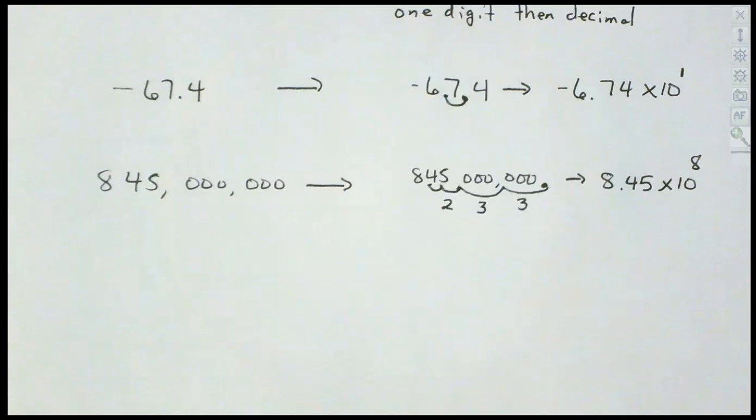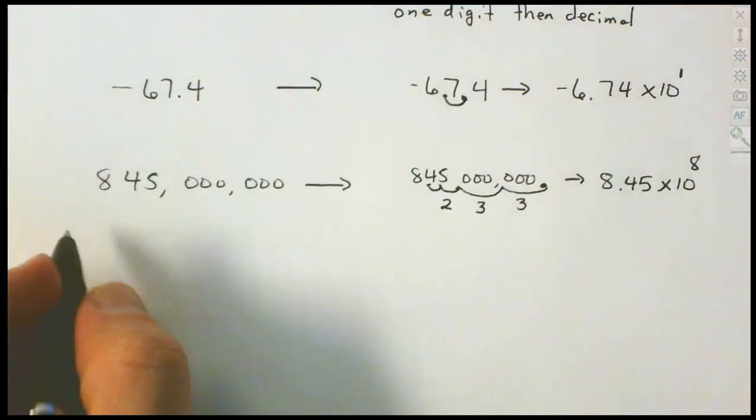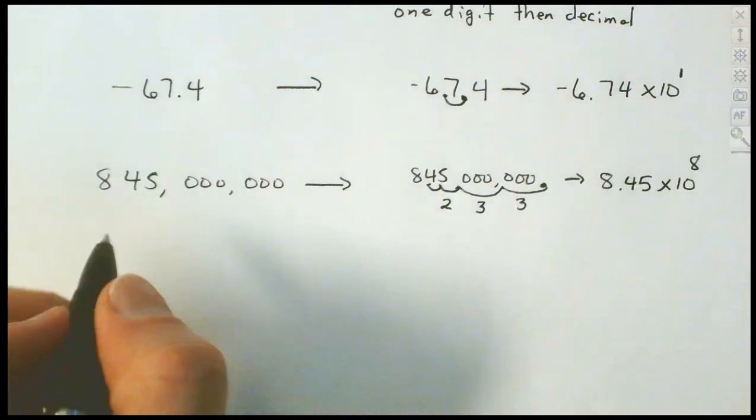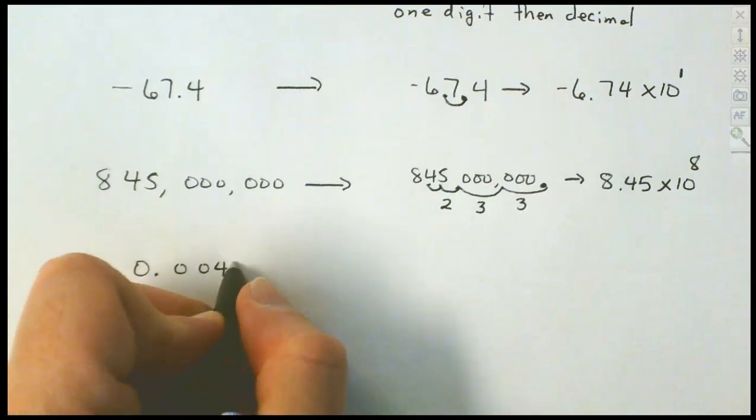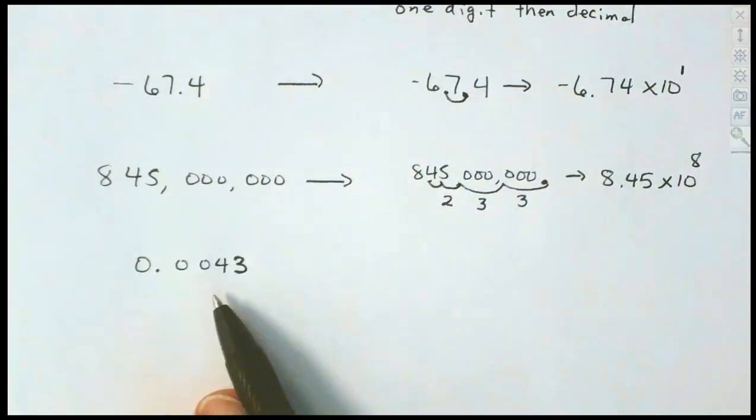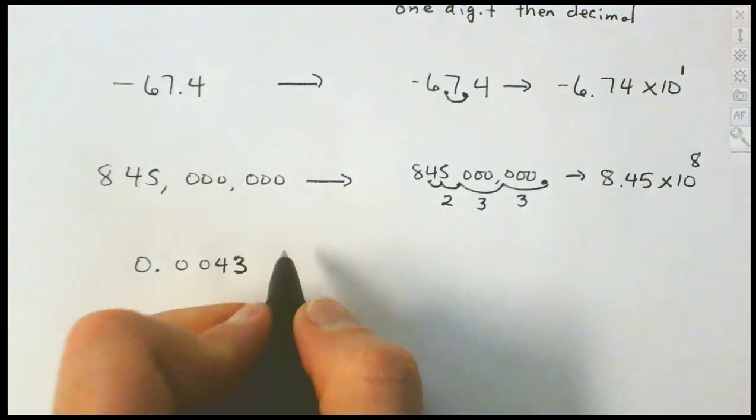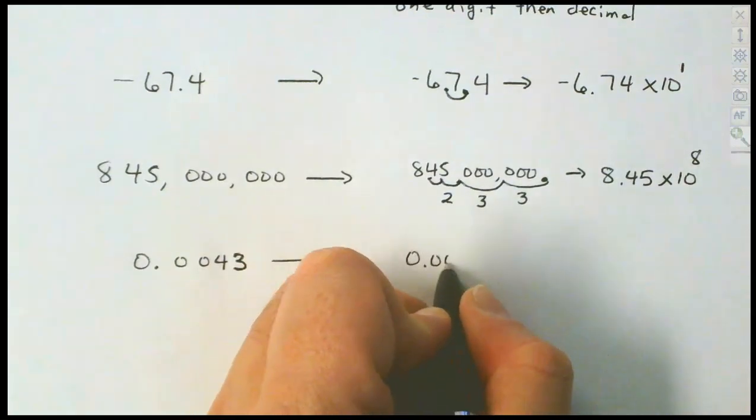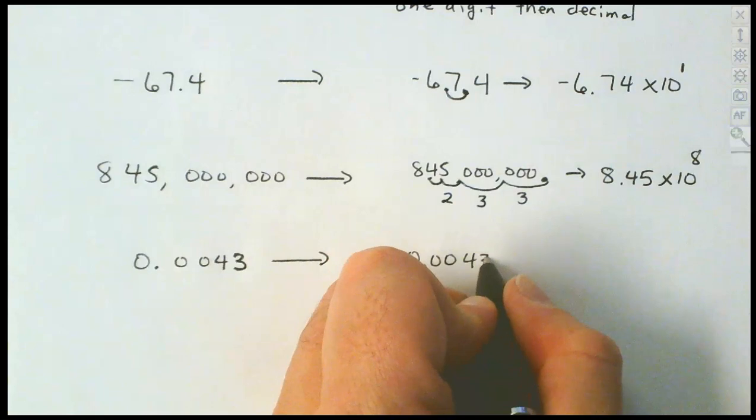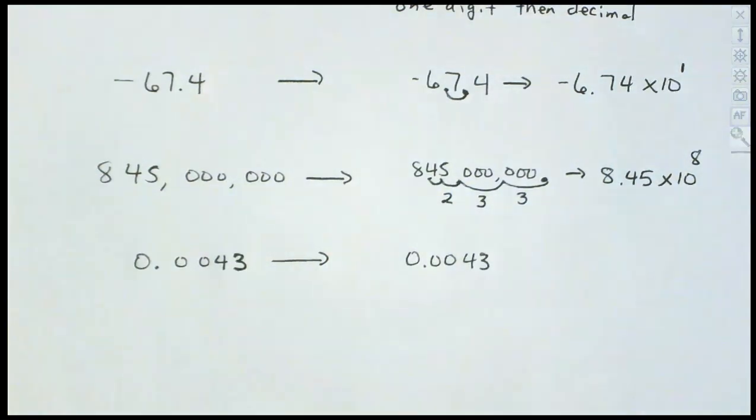Now we can also go the other way. If we have a decimal, we can rewrite it in scientific notation as well. So this is going to be our number in standard notation. What would it look like in scientific notation? Well, what we want is we want one digit and then the decimal point. Now, if you move it to the left, it's going to be a positive value. If you move it to the right, it becomes a negative power.